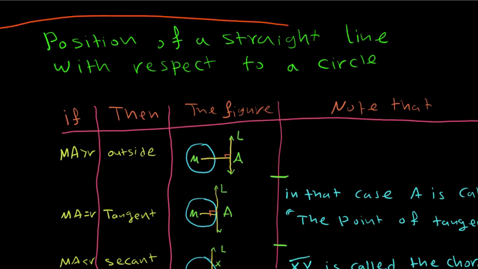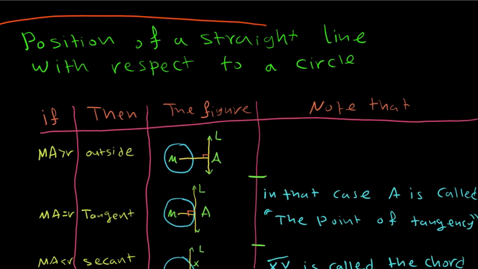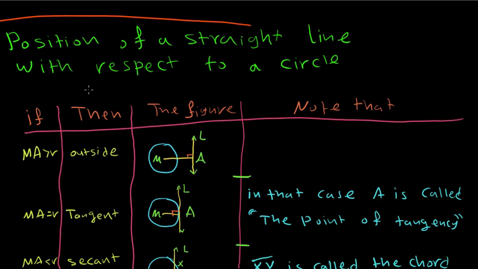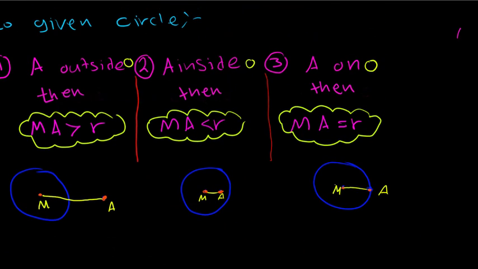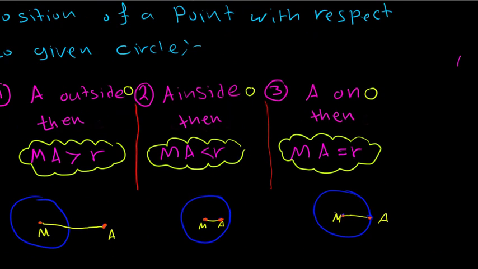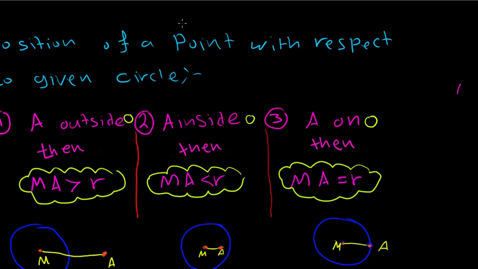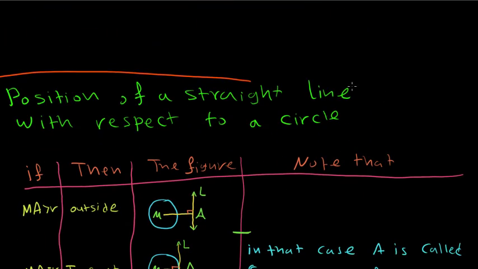The second thing, or the second point we will speak about today in this lesson, is the position of a straight line with respect to a circle. The last one was about a point, but this is about a straight line.